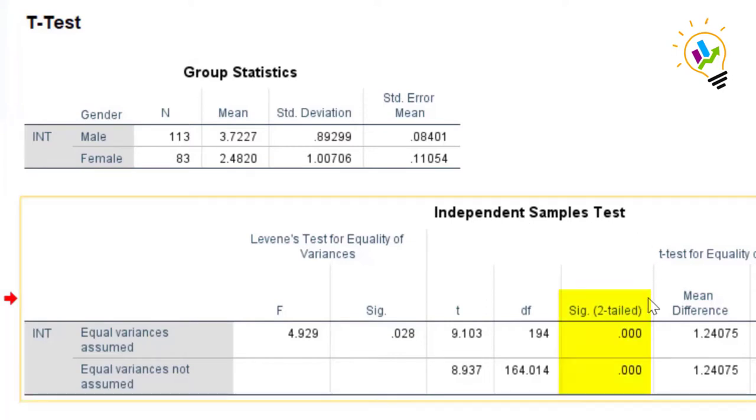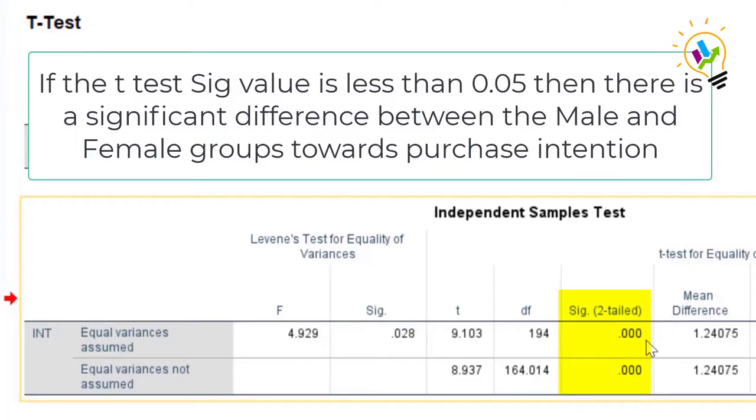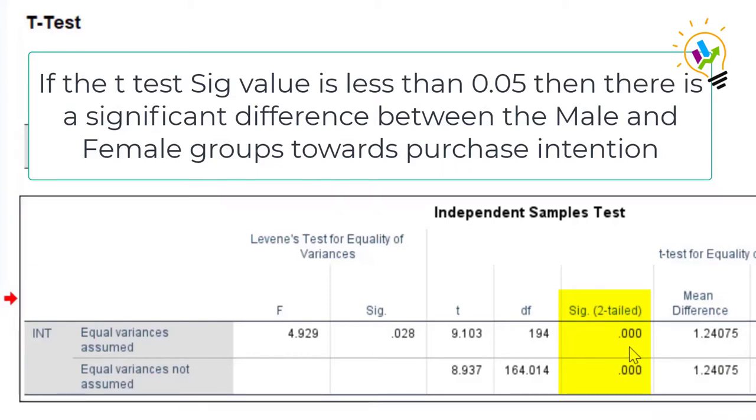Now let us see whether there is any significant difference between male and female. For this, we need to see this significance value. If the significance value is less than 0.05, then we can conclude that there is a significant difference between male and female. In our case, it is 0.000, which is less than 0.05. So we can say that there is a significant difference between male and female.